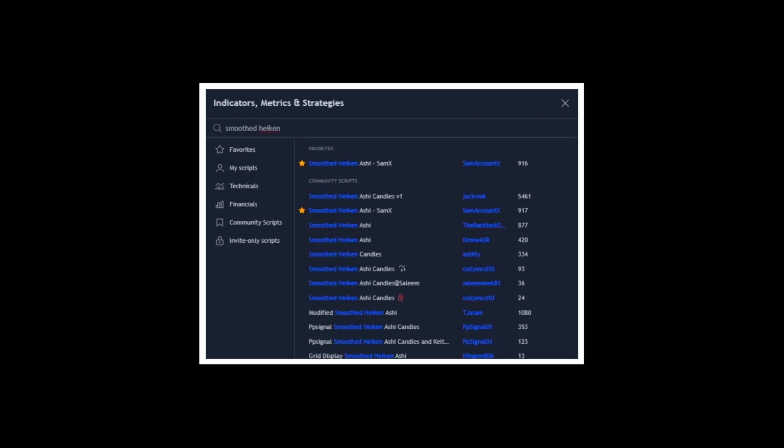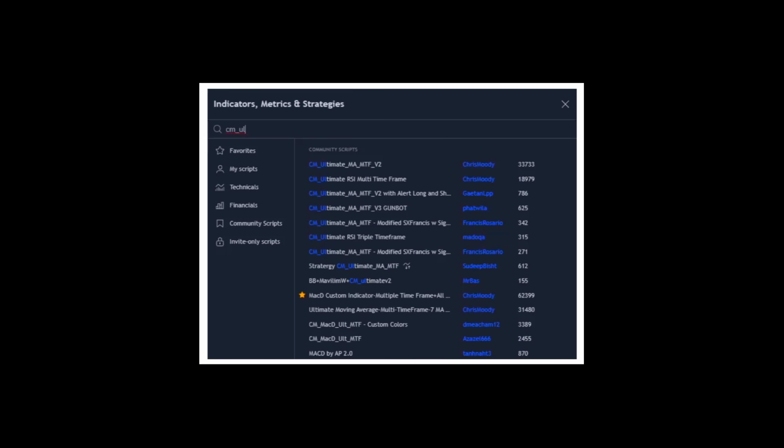Now getting onto the important indicators, we have two more to add to our chart. The second indicator we'll be adding is the Smoothed Heiken Ashi indicator by Sam X. I've used this a couple times on the channel now, and it is really good at predicting trends and is very consistent with all the strategies I have used it for. Finally, go up to indicators again and type in CM_U, and it's the CM Ultimate MA indicator by Chris Moody. You can see this is a very popular indicator, and in a minute I'm going to show you exactly why.